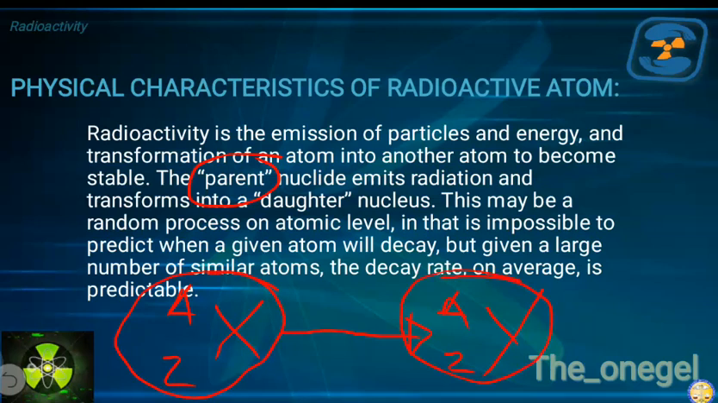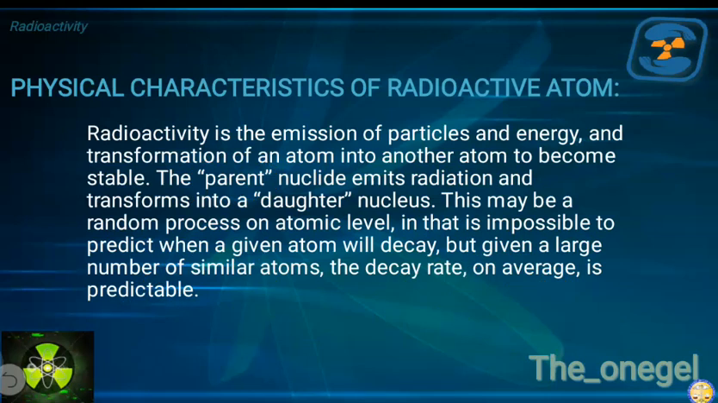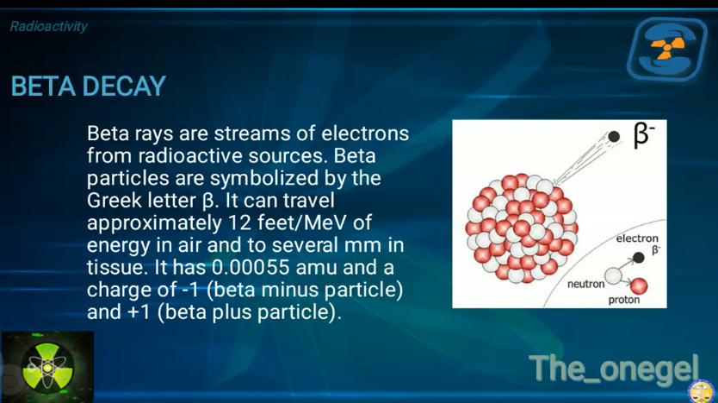Kung bakit tinawag siyang parent at daughter nucleus, hindi ko na yun masasagot. Ano? So, basta ganun yung jargons na pinagtatawag nila. Parent nucleus and the daughter nucleus. So, ito yung source and ito yung bagong element. Ito ka dati, ganito ka na ngayon. The better, the bigger, the bolder, version 2.0. Okay. Sige, let's start with beta decay. By the way, class, beta decay has two types.